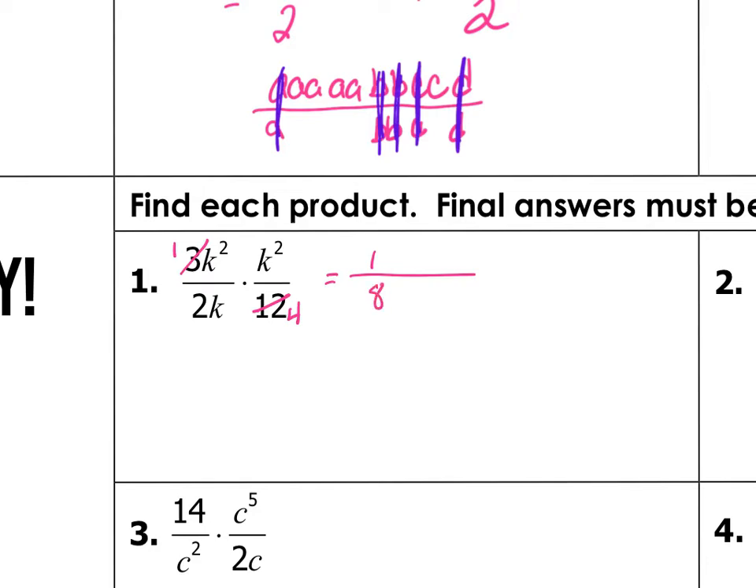Okay, and then let's come down here and do my variable. So how many K's do I have on top? Well, I've got 4. So 1, 2, 3, 4. And I've got 1 on the bottom. So 1 goes away. And what do I have left? Well, I have K to the 3rd power. So my answer is K to the 3rd power over 8. And that's my answer.